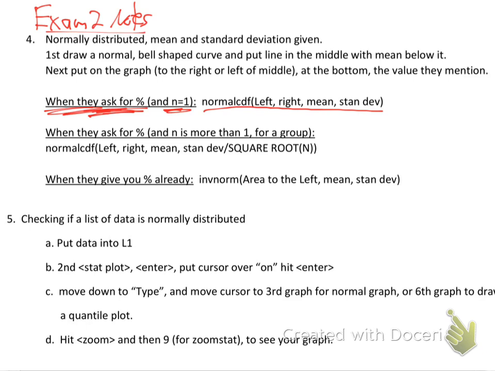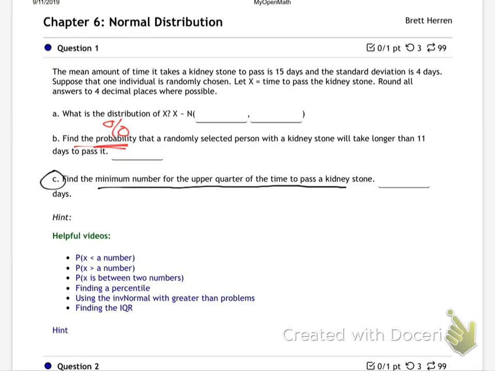There, you do normal CDF. That's what we just did. Left, right, mean, standard. That's exactly what we just did. But now on part C, notice, they're saying find the minimum number for the upper quarter.